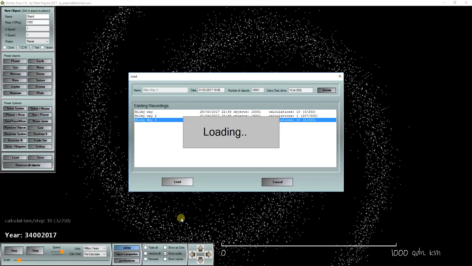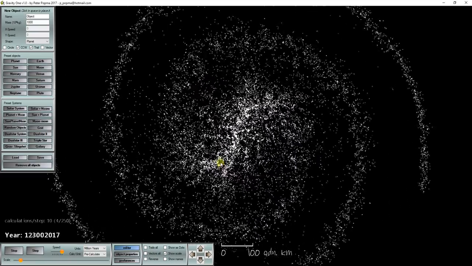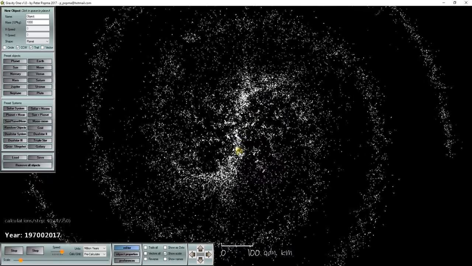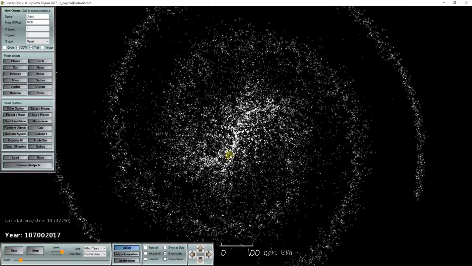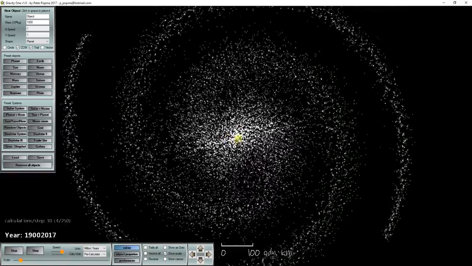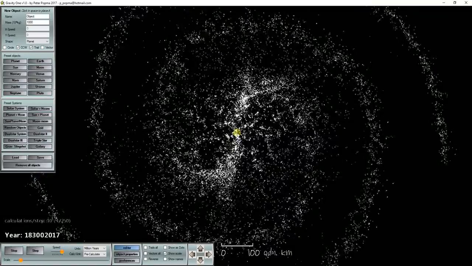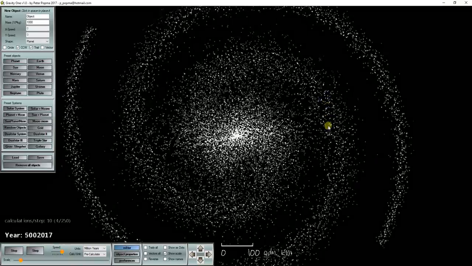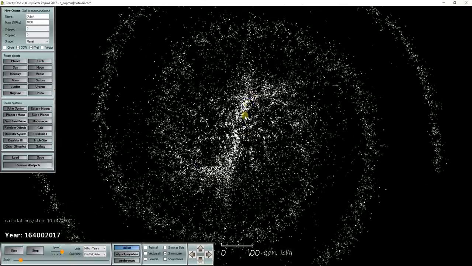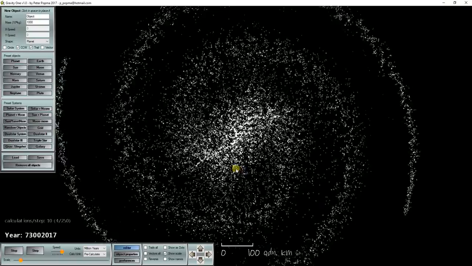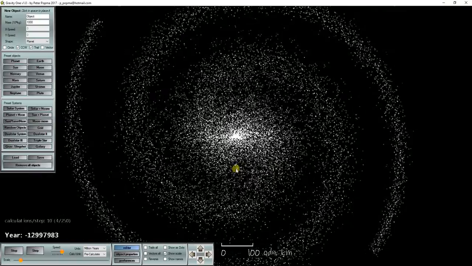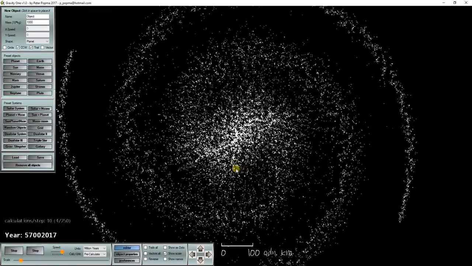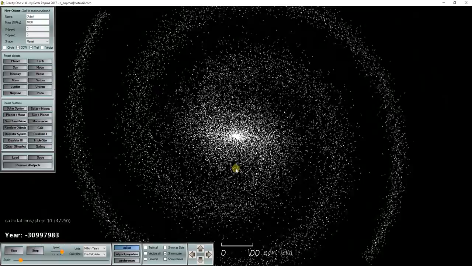Now we see the new animation. You see that it stays more together, but we see some other effects. In certain places, stars are now clumping together, and the nice spiral shape is slowly disappearing. This is also not what we observe in our reality in our galaxy. So we still have some work to do to find the proper calculation.